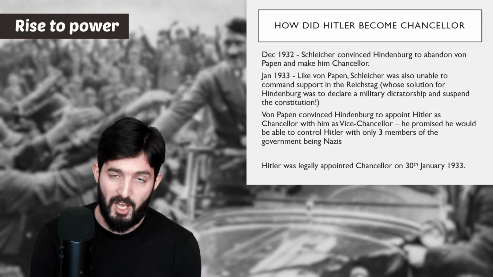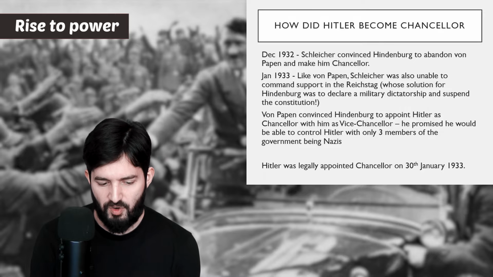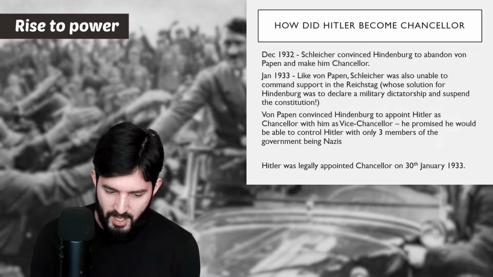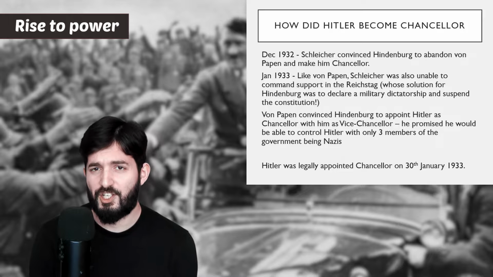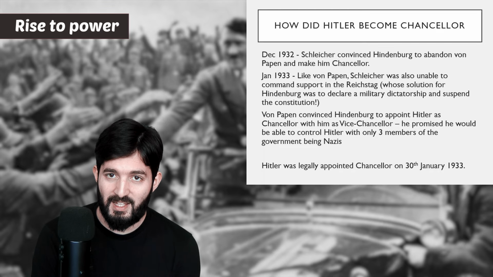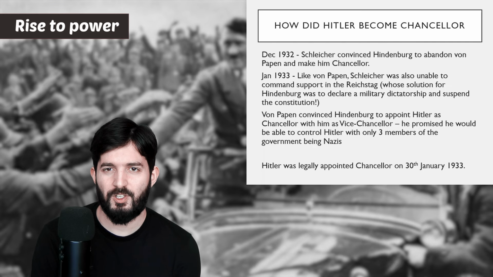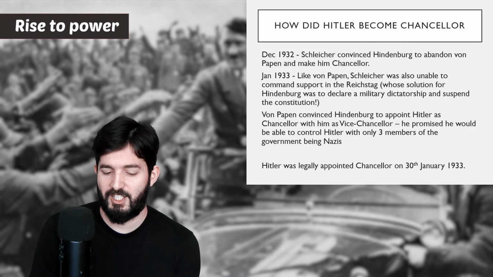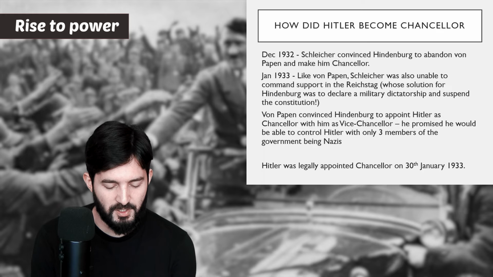Like von Papen, by January, Schleicher is struggling to control the Reichstag and he cannot command any support in there. And so Schleicher actually tries to convince Hindenburg to suspend the constitution and declare a military dictatorship. So Schleicher is basically in his own little world, suggesting all kinds of crazy ideas and beliefs and suggestions.